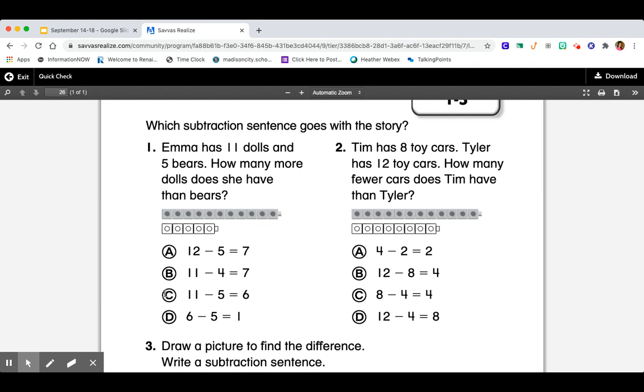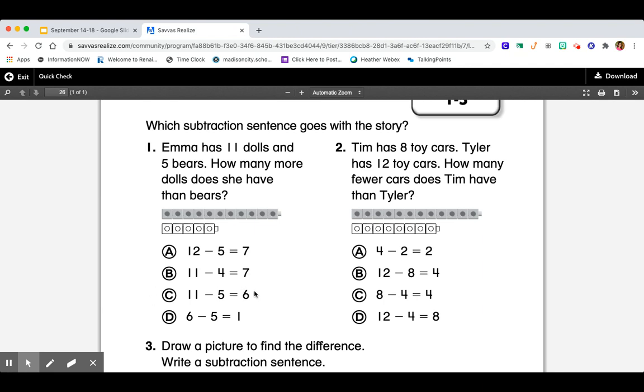Now look at choice C. She does start with 11 dolls, minus the 5 that match up from the bears, equals the 6 extra dolls that she has. So C is the correct choice.